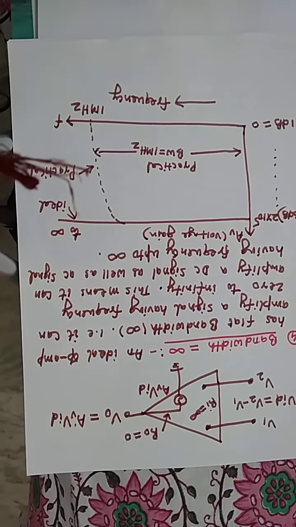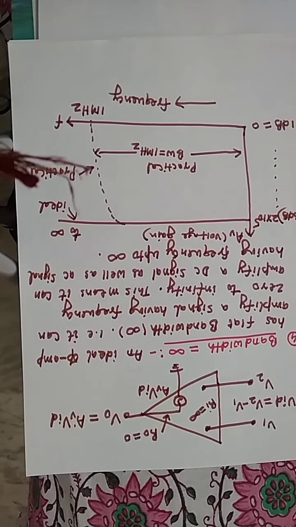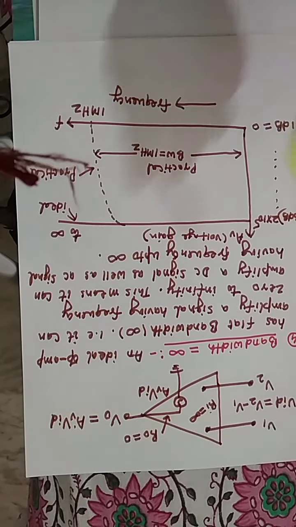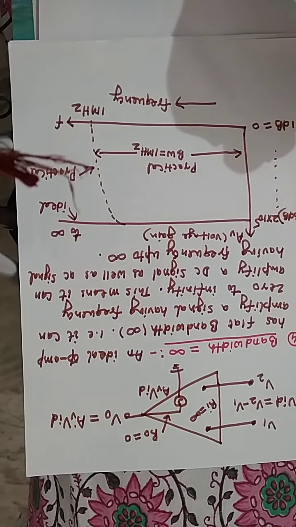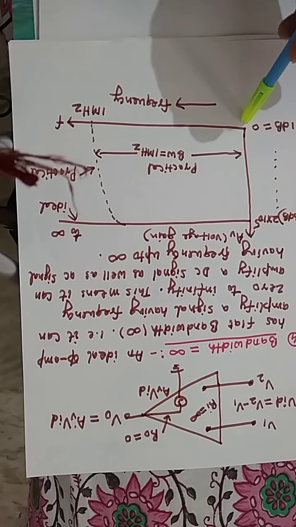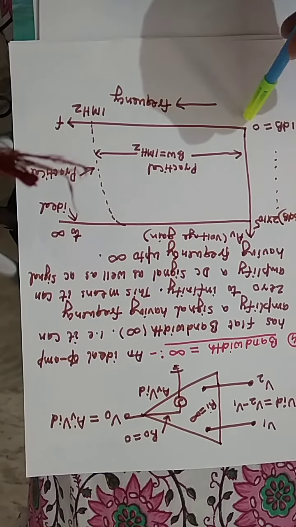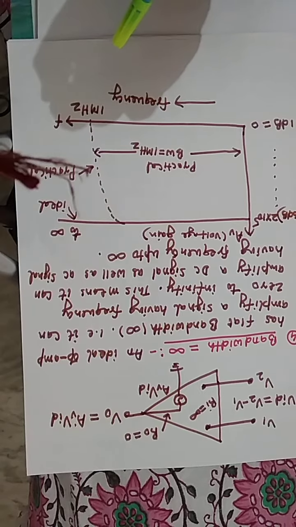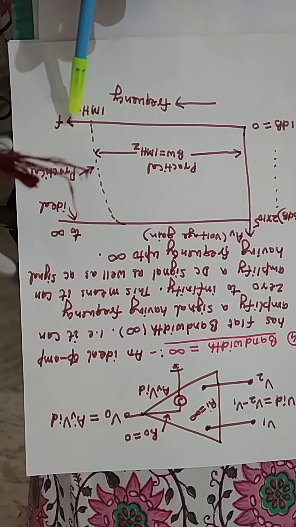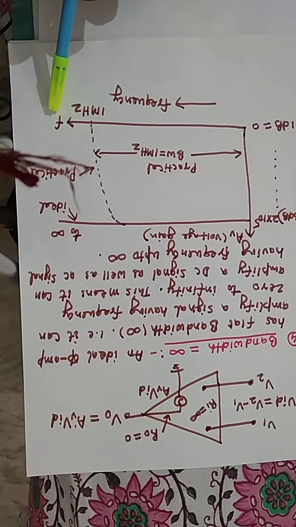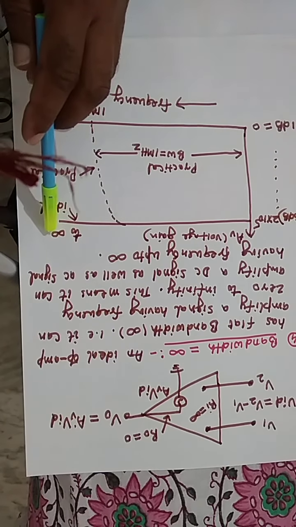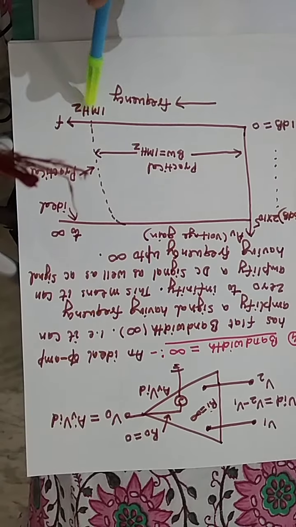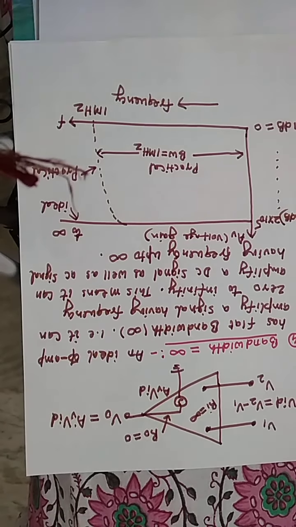Now the fourth characteristic, that is, bandwidth is infinity. Bandwidth is infinity means flat bandwidth. This means the op-amp can amplify a signal having frequency from 0 to infinity. What does this mean? 0 frequency means the op-amp can amplify the DC signal as well as the AC signal having frequency from 0 to infinity. Ideally the bandwidth is infinity, but practically the bandwidth of the op-amp is 1 megahertz.